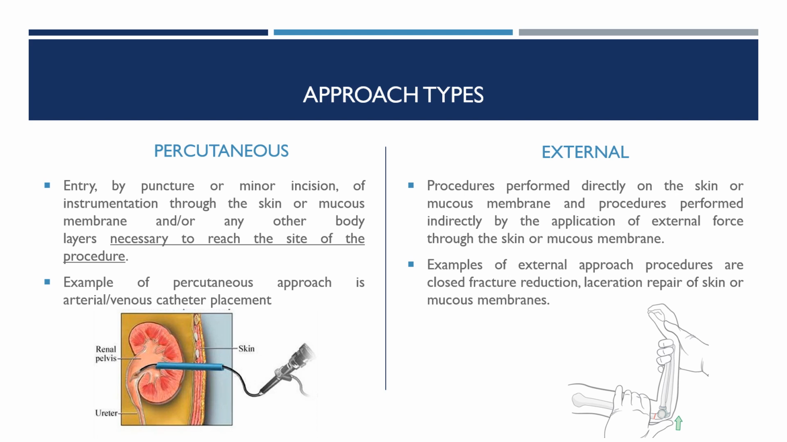Then we have the percutaneous or external. This is also a type of approach. So percutaneous is through the skin. For example, I have given here a percutaneous procedure on the kidney. A puncture or a minor incision is made and a needle or a percutaneous scope is inserted, and then you'll have the procedure done.